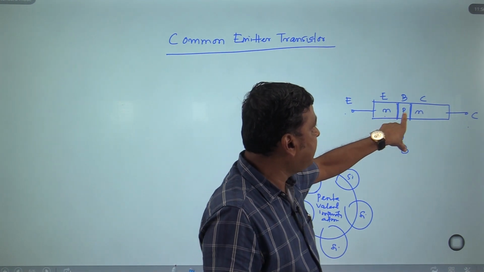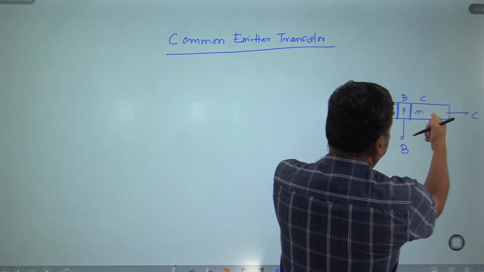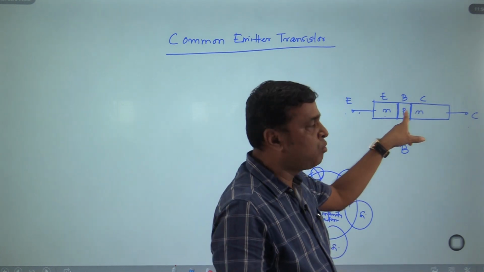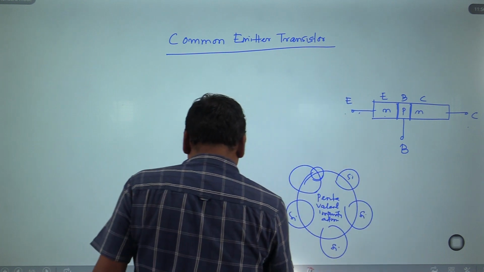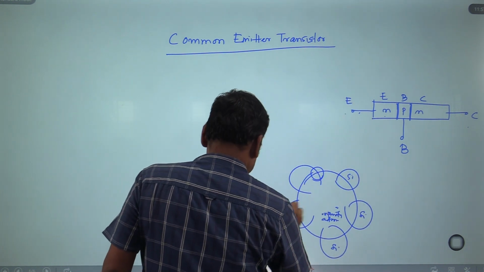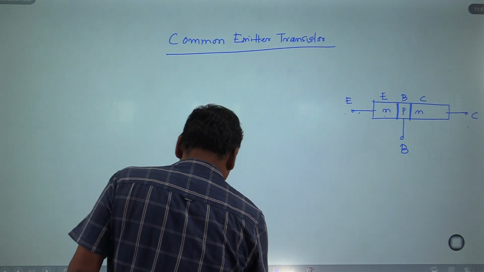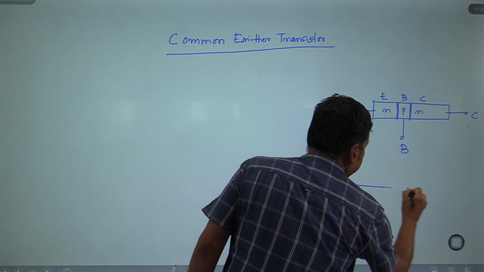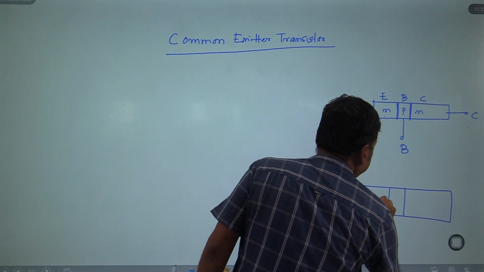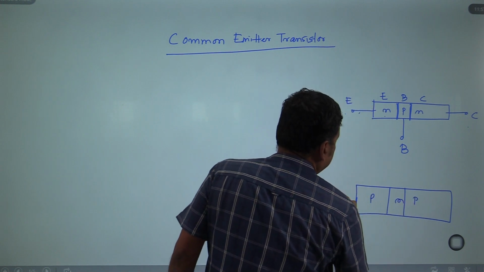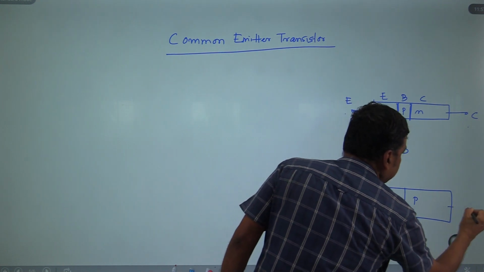In N type and P type, there are two N and one P. These two N type semiconductors fused with a P type semiconductor form an NPN transistor. Similarly, in case of PNP transistor, this is P, this is N and this is P. Similarly, this is the emitter, this is the base and this is the collector.